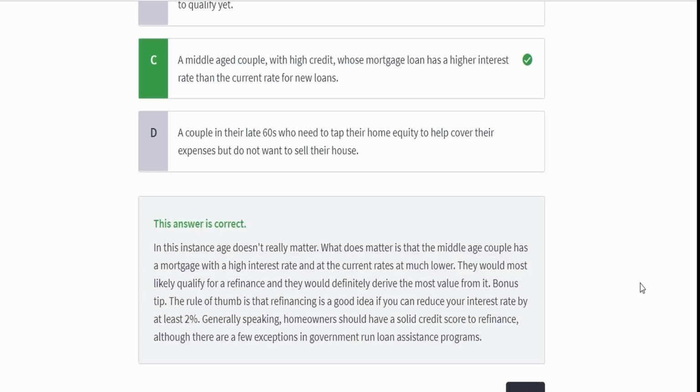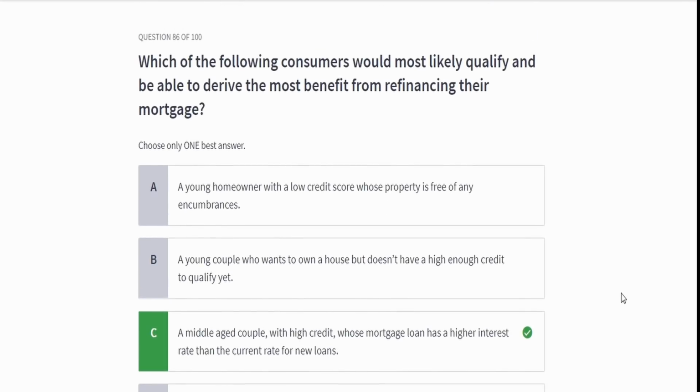Bonus tip, the rule of thumb is that refinancing is a good idea if you could reduce your interest rate by at least 2%. So generally speaking, homeowners should have a solid credit score to refinance, although there are a few exceptions in the government. They have government-run loan assistance programs, but we don't need to know that.